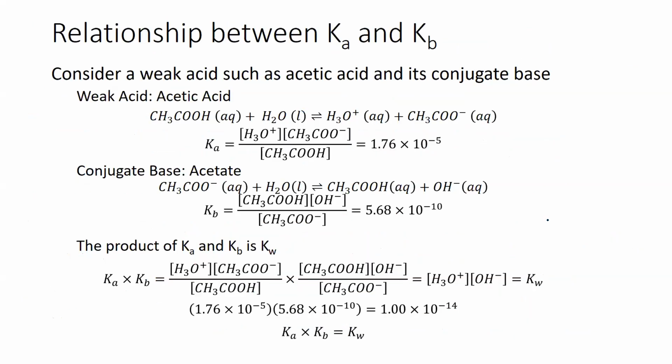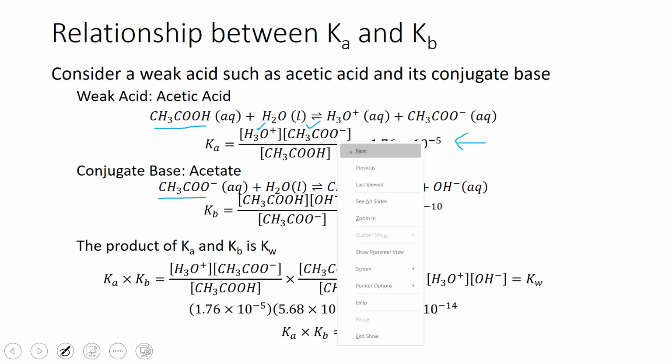Okay. So when we look at the relationships between Ka and Kb now, let's just look at a weak acid and its conjugate base. In this case, we're looking at acetic acid and acetate, where we can get acetate from something like sodium acetate or potassium acetate, some sort of ionic salt that'll just give us acetate that has the effect on the pH. Now, when we look at the Ka expression that you see here, notice that we've got hydronium in the numerator, and acetate in the numerator and acetic acid in the denominator, right here.